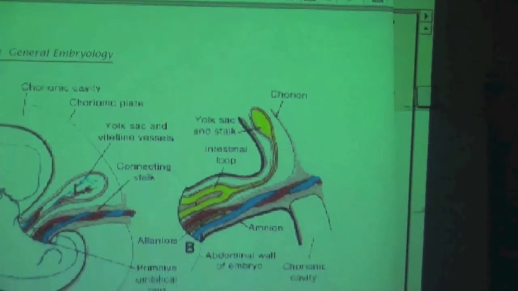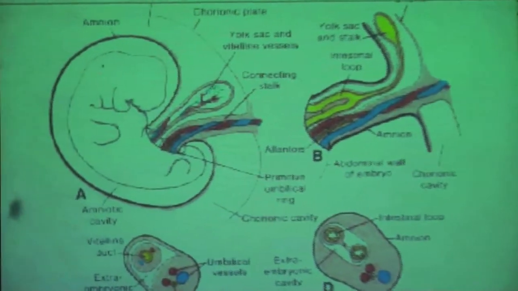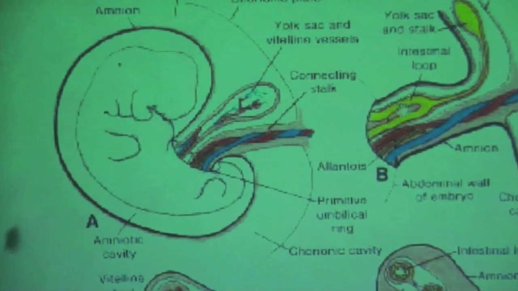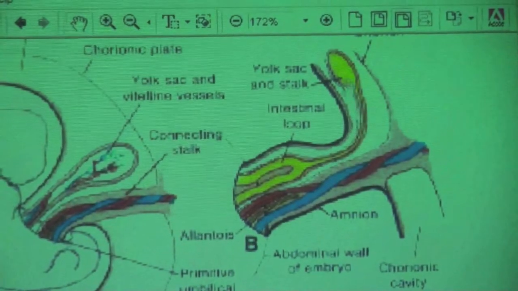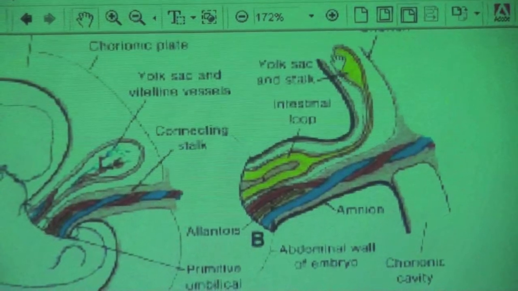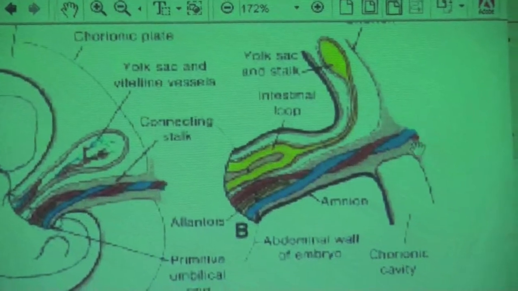Okay, just look at this. There comes the picture. Now you can see, this is the final umbilical cord. It has the yolk sac remnant, which I call the vitelline duct, and it has umbilical vessels.